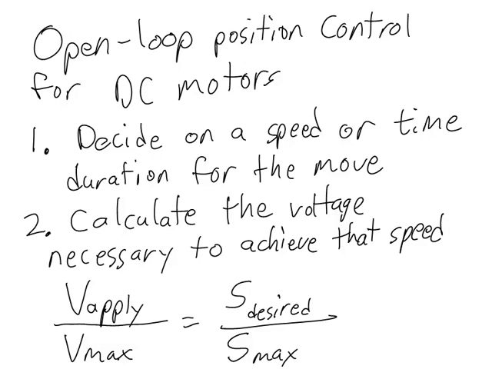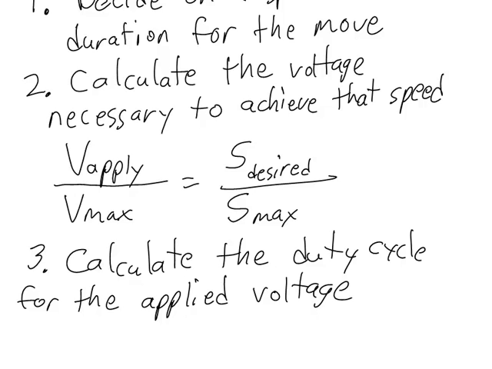Now, after you've calculated the voltage necessary to achieve your desired speed, the V applied for the S desired, you can move on to Step 3. Step 3 is to calculate the duty cycle that achieves the applied voltage that you calculated from Step 2. We talked about duty cycle in the last class period of videos, but I'll give you a reminder here as to how you calculate the duty cycle.